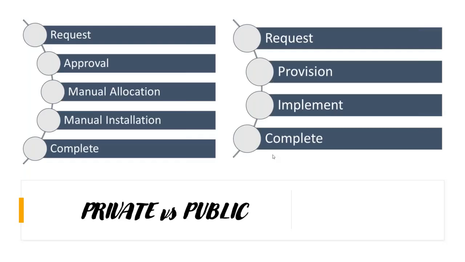Okay, when you go to the public cloud, on the fly you can build the servers, on the fly you can build the services, on the fly you can build the storage, on the fly you can use the networks. Yes or no? What you need to do is request a provision, implement. So no need for manual allocation, no need for manual installation, nothing. Just provision, implementation, then complete. Yes or no?